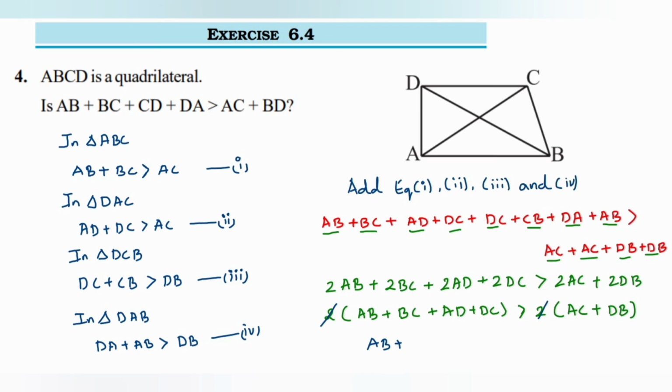plus BC plus AD plus DC is greater than AC plus DB, and this is what they have asked in the question. You can write DB or BD, both are the same. So hence we have shown that AB plus BC plus AD plus DC is greater than AC plus DB. This is what we had to show.